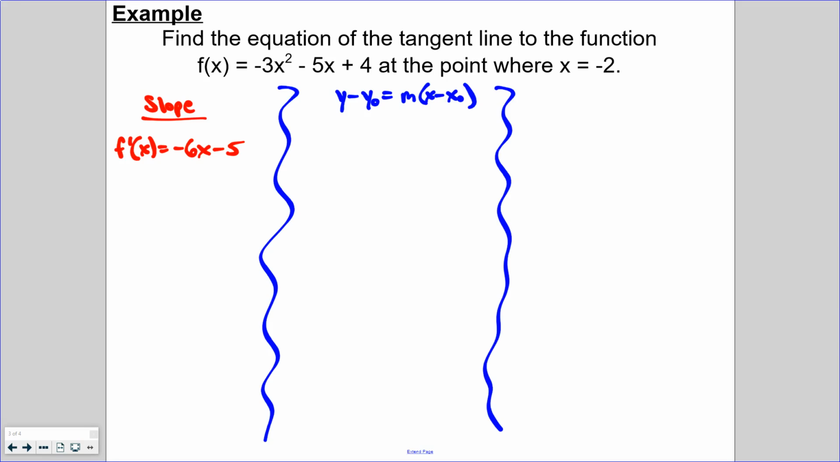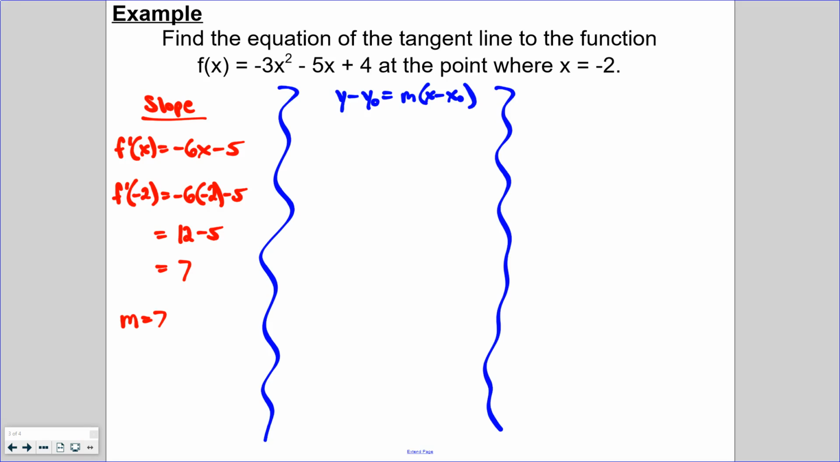Now, again, this derivative represents the formula to find the slope at any point on our function, but we want to find the slope at x equals negative 2. So that means we'll plug negative 2 in for x. So we'll get negative 6 times negative 2 minus 5, which gives us 12 minus 5, which gives us a slope of 7.